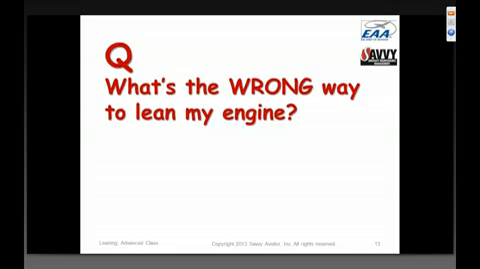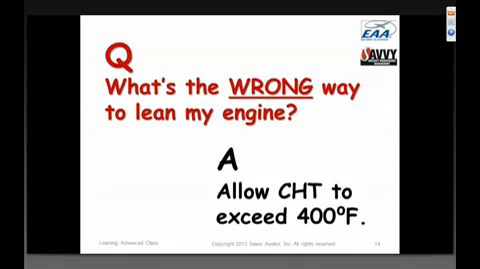Actually, I'm going to give it to you slightly simpler than it really is, and then refine it a little bit. But the simple answer is, the wrong way to lean your engine is to lean it in a way that allows cylinder head temperatures to get too high. And for the moment, I'm going to define too high as being above 400 degrees Fahrenheit. I will refine that a little bit as we go. But basically, cylinder head temperature is the closest proxy that we have in the cockpit to measuring stress on the engine. Cylinder head temperature varies directly with internal cylinder pressure, which is a measure of engine stress. And since we don't have an internal cylinder pressure gauge, the cylinder head temperature gauge is the best indication that we have of how badly we're stressing the engine.